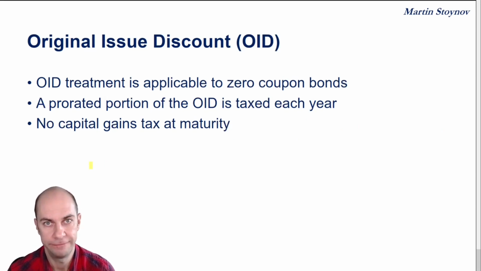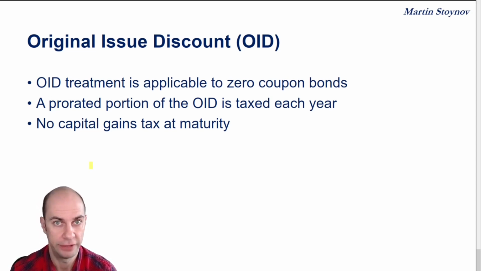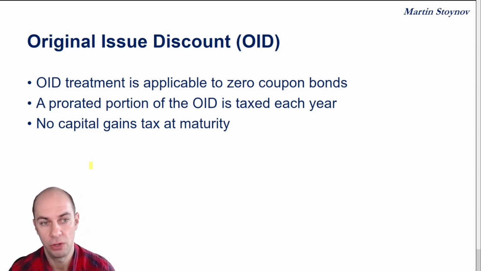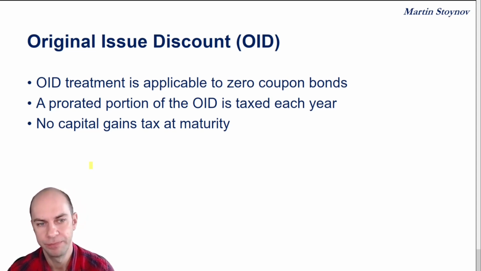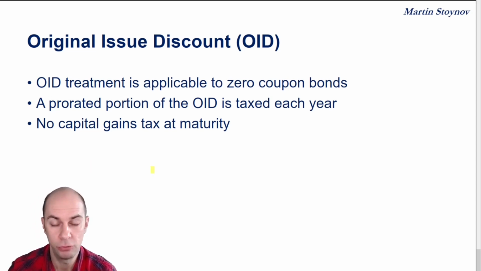And finally, we're going to finish the reading with a little tax consideration, if I may. We're going to talk about the so-called original issue discount, or OID. So what is OID? OID is applicable to zero coupon bonds. Remember, zero coupon bonds are pure discount instruments.